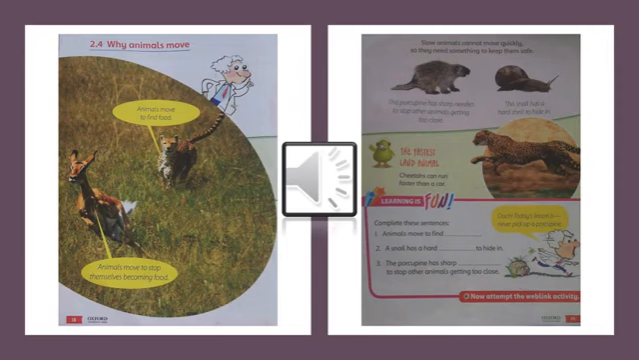The cheetah can run faster than a car. Now the fastest land animal is the cheetah. As you can see in the previous picture too, it was running behind the deer to eat it, and it's the fastest animal on the land.